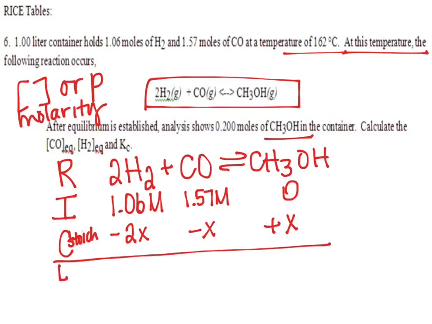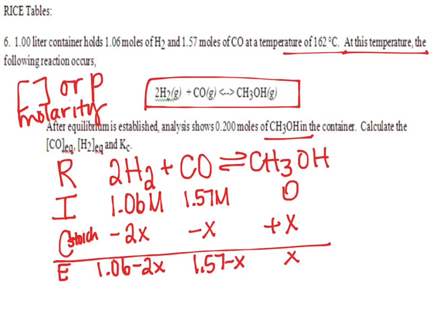And then we get to E. E is equilibrium. So that is just 1.06 minus 2x for H2. For CO, it's going to be 1.57 minus x. And for CH3OH, it is going to be x. So our goal is we need to solve for x.